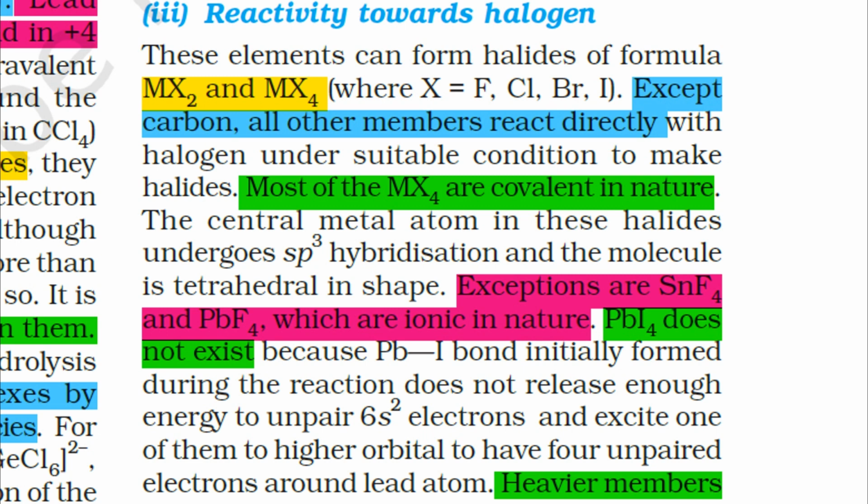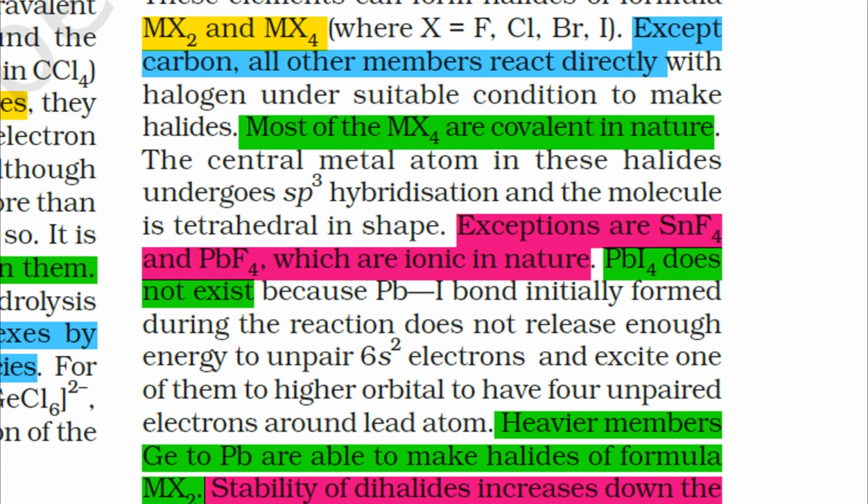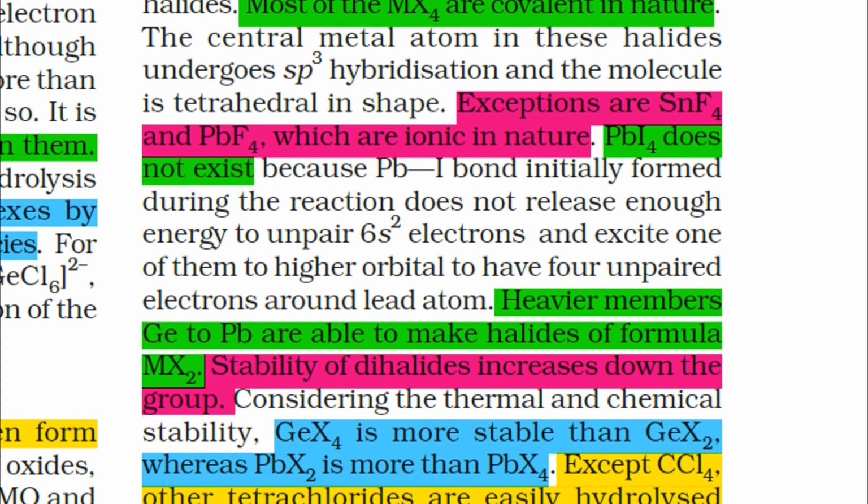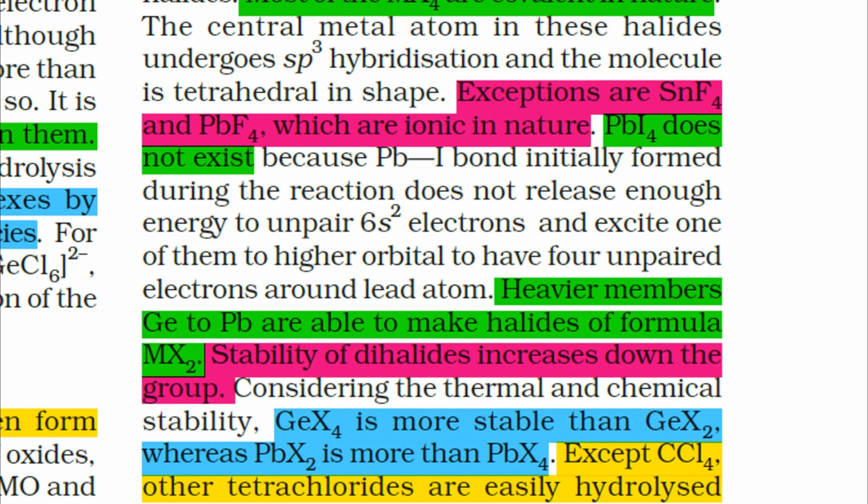Next, PbI4, that is lead tetraiodide, does not exist because the lead and iodine bond cannot excite the 6s2 electron from the ground state. Next, heavier elements make dihalides because they have a more stable +2 oxidation state, and as obvious, the stability of dihalides increases down the group and the stability of tetrahalides decreases down the group. It's also shown here that germanium tetrahalide is more stable than germanium dihalide, whereas lead dihalide is more stable than lead tetrahalide.